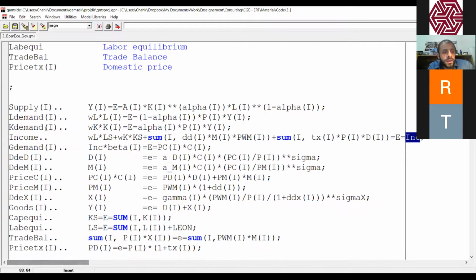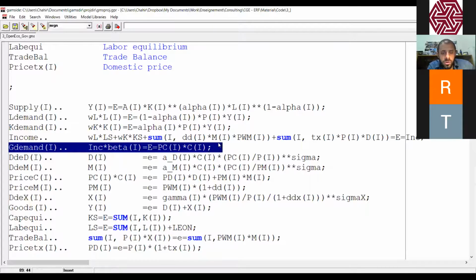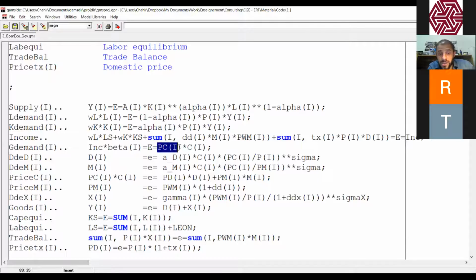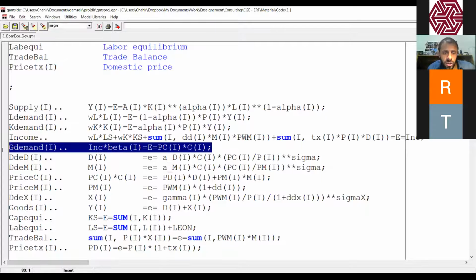Okay? Then we have the demand for domestic goods. And I remind you that here we use the price of consumption, that is the composite price. And the composite price is the weighted average of domestic prices and import prices. Okay? Why? Because this consumption basket includes both imported goods and domestic goods. Is this clear? Any questions on this part?